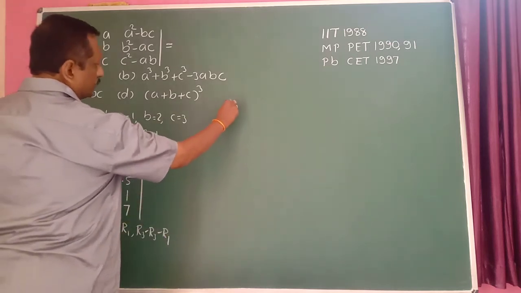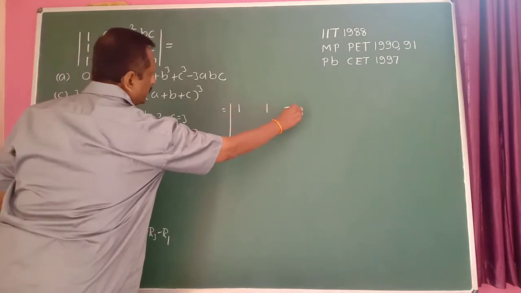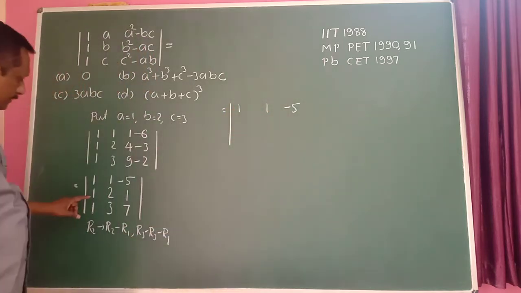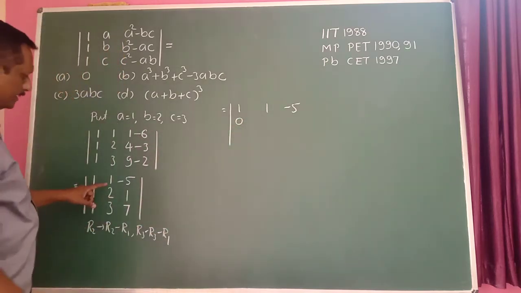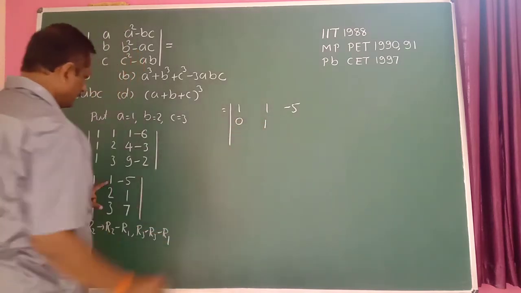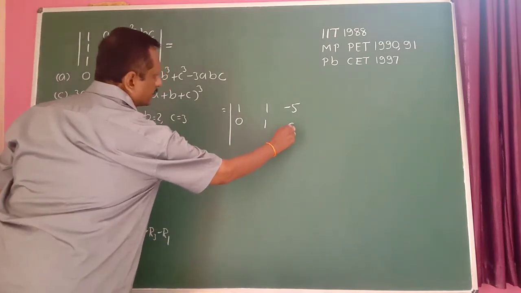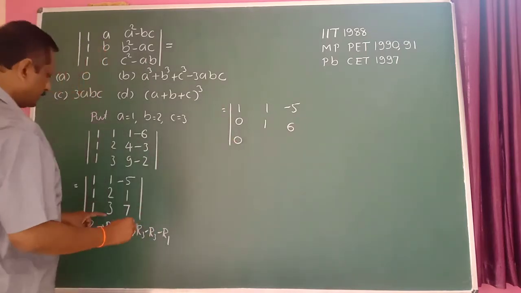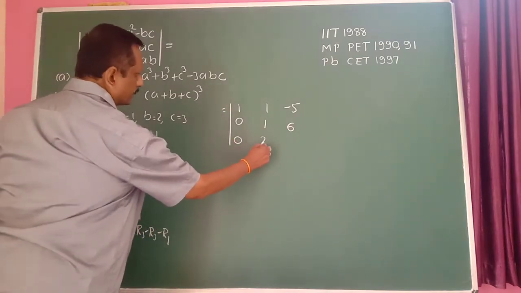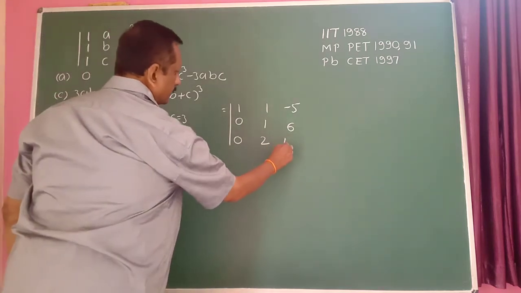Yes, this is equal to determinant of 1, 1 and minus 5. 1 minus 1 becomes 0, and 2 minus 1 is 1. 1 minus of minus becomes plus, it is 6. 1 minus 1 is 0. 3 minus 1 is 2. And 7 plus 5 gives 12.